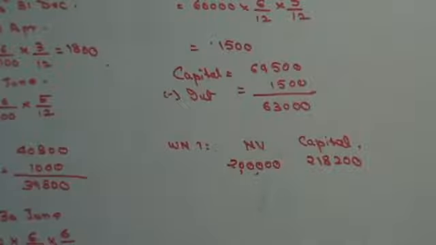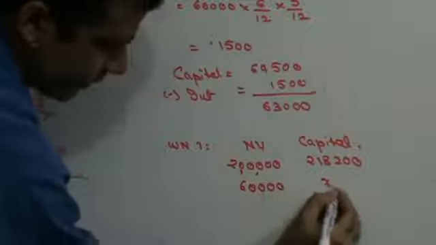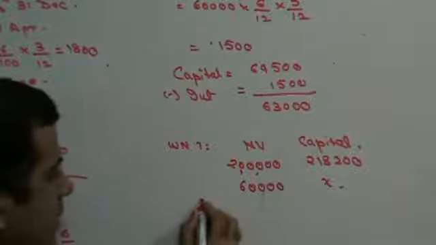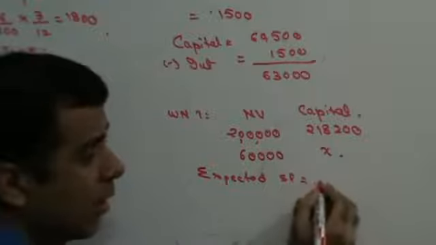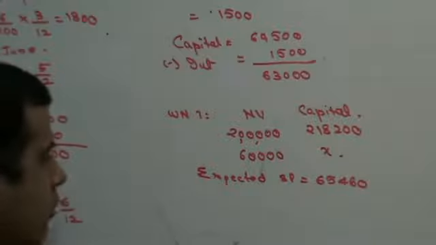Right? Now, I have sold investments of 60,000. So, in that case, what should my expected selling price be? 65,460. I should have sold them for 65,460.